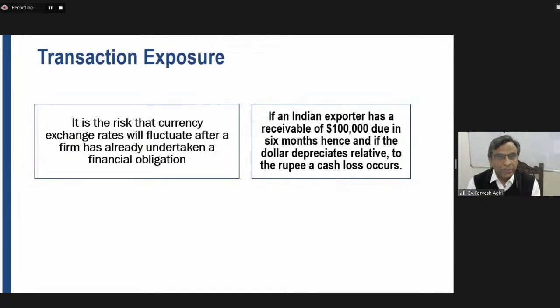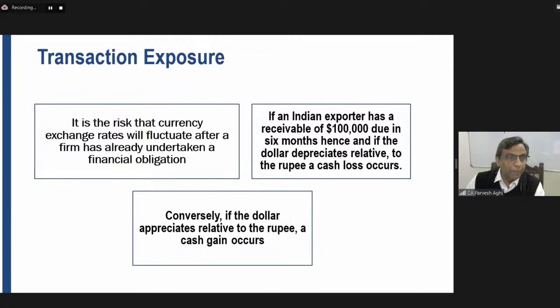If the dollar depreciates, there will be a cash loss. Suppose you have to receive $1 lakh and the dollar comes down from say 74 to 73, you're going to lose your money. Conversely, if the dollar appreciates relative to the rupee, a cash gain occurs. Suppose it moves from 74 to 75 when you entered into a transaction and were to receive money from abroad, and you received it after a couple of months, and the dollar has gone to 75 from 74, so you make money. So this is a transaction exposure.